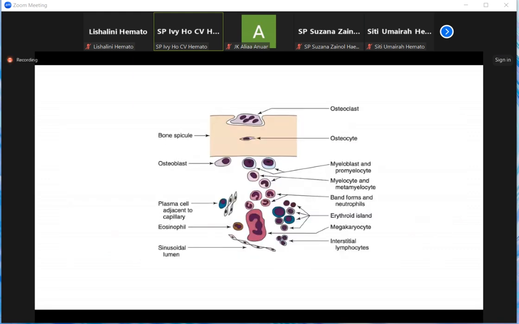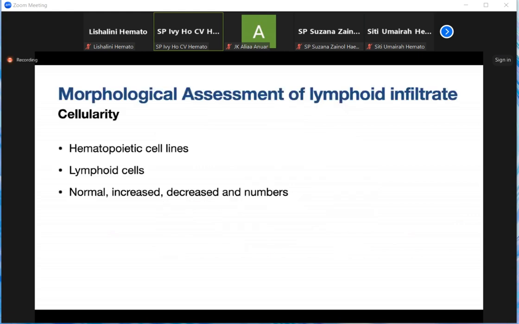Okay, I already mentioned this one earlier. Okay, before I go into the different types of low-grade lymphoma in the marrow, I will go through briefly how we assess the lymphoid infiltrate if we encounter them in a trephine biopsy.